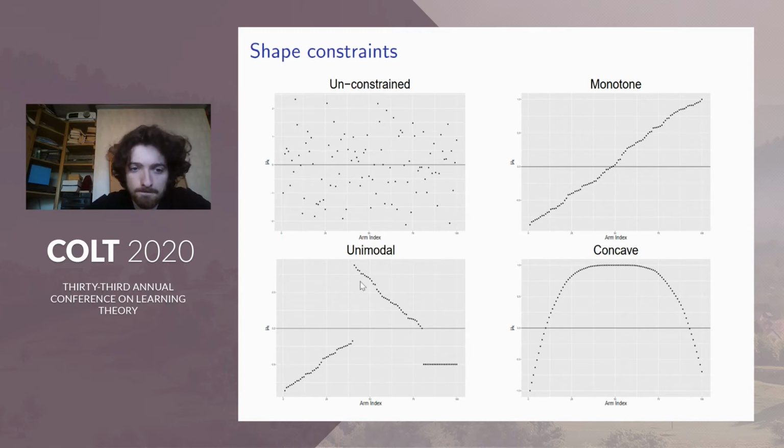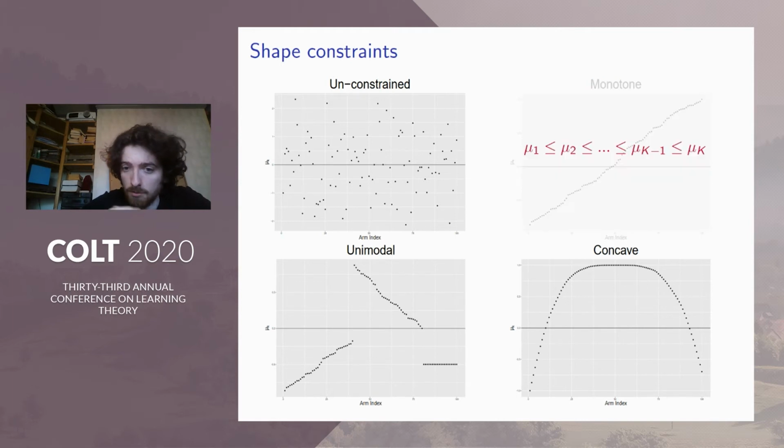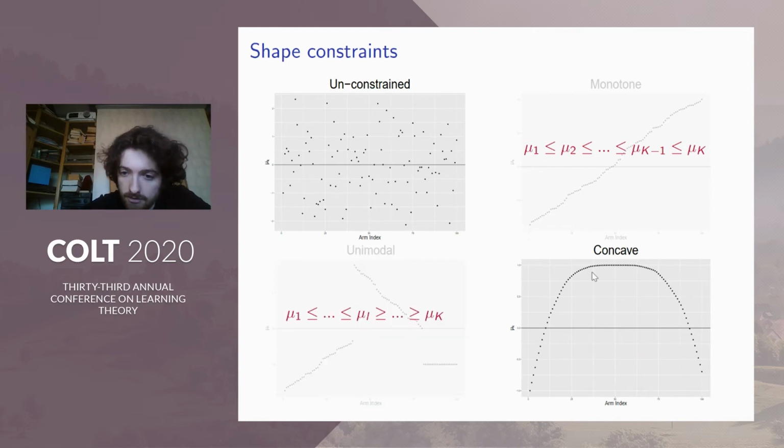So in the first setting, the sample means are unconstrained. They can do whatever they want. In the second setting, we assume that the sequence of sample means is monotonically increasing. So mu1 is less than or equal to mu2, less than or equal to mu3, etc. In the third setting, we assume a unimodal constraint. So the sequence of sample means is monotonically increasing up to a single mode and is then monotonically decreasing. And in the fourth setting, we assume a concave constraint. So if you view the sequence of sample means as a discrete function, this discrete function must be concave.